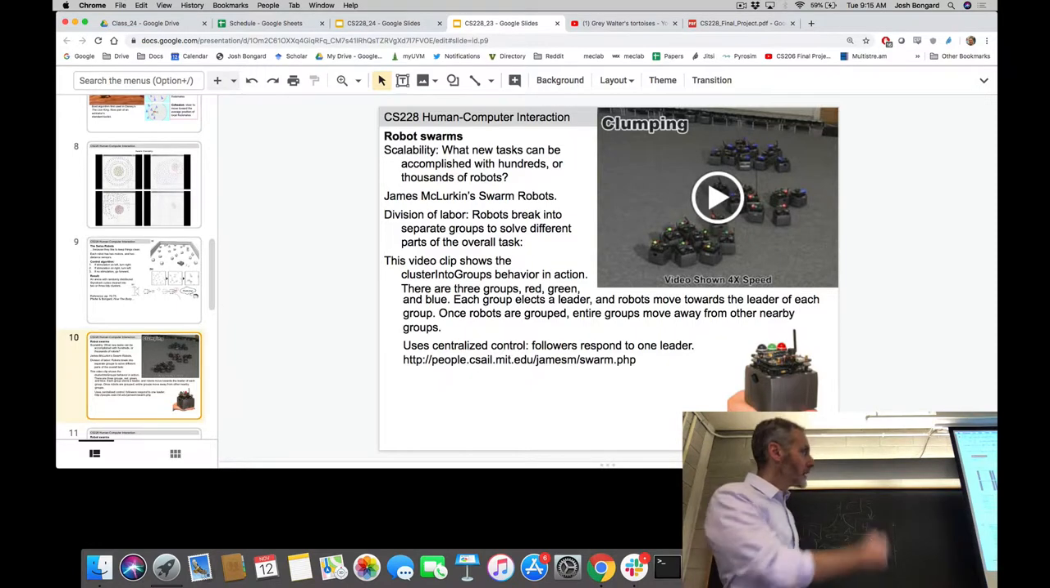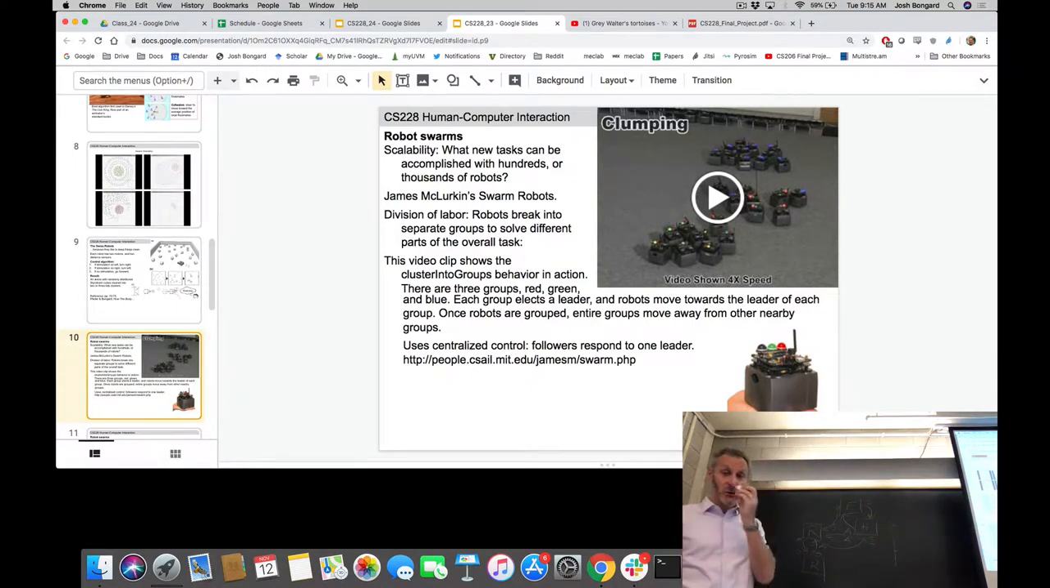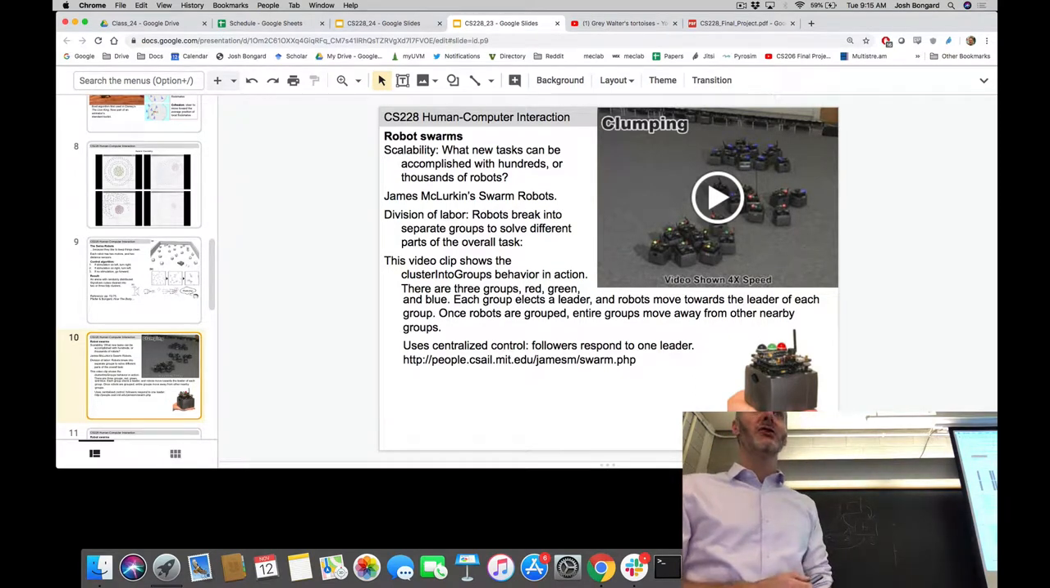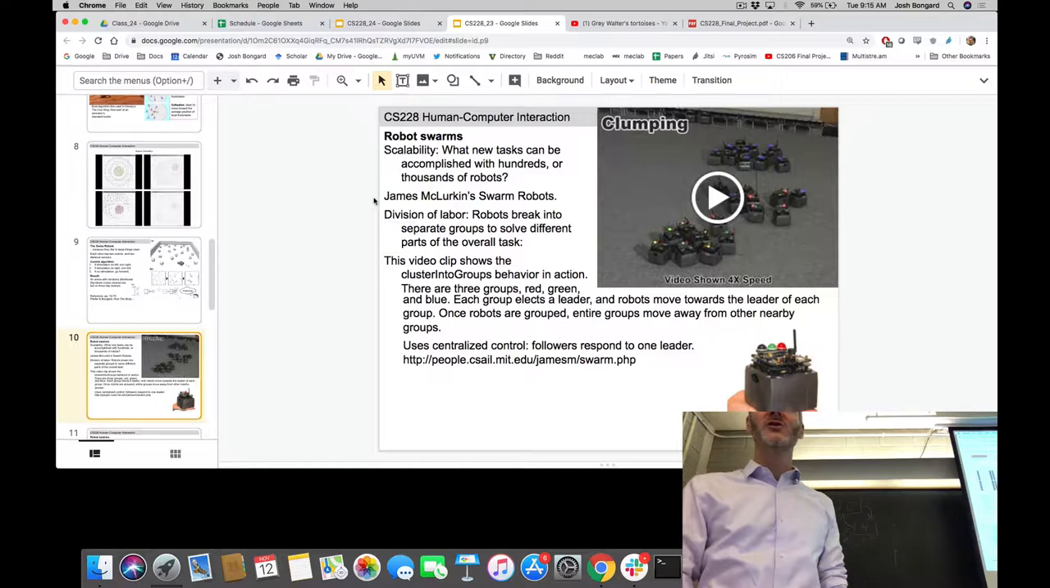Okay, so let's move on to robot swarms. We would like to have not just one or two or a dozen, but maybe hundreds or thousands of physical machines. The Boids algorithms may be useful here. What else do we tend to see in very large groups, especially in human groups? We start to see a division of labor.